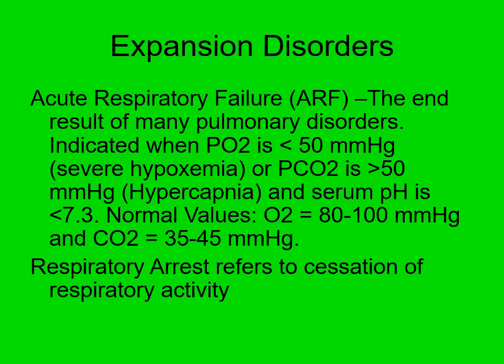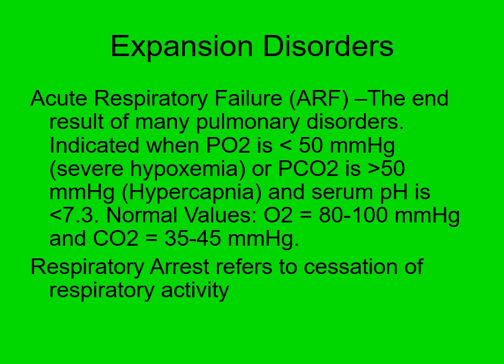Acute respiratory failure, ARF, is the end result of many pulmonary disorders. It's indicated when the PO2 is less than 50 millimeters of mercury, which is severe hypoxemia, or the PCO2 is greater than 50 millimeters of mercury. Remember, we know that CO2 levels are normally 35 to 45 millimeters of mercury, so that's called hypercapnia. And serum pH is less than 7.3. And remember, serum pH levels are normally 7.35 to 7.45, so that's quite low. Normal values: oxygen is 80 to 100 millimeters of mercury, and we already mentioned CO2 levels.